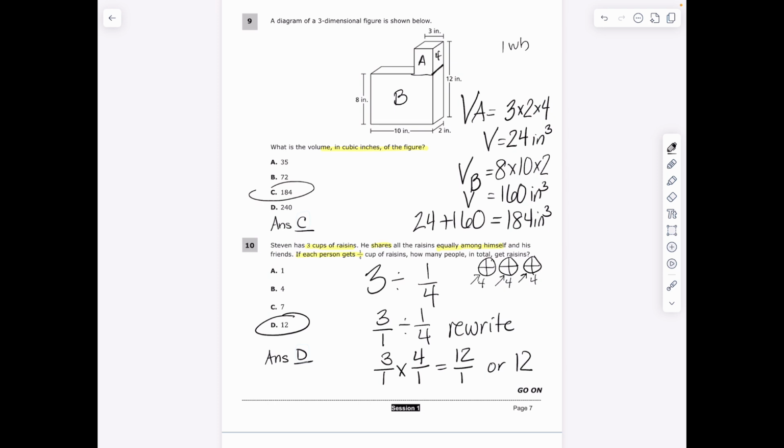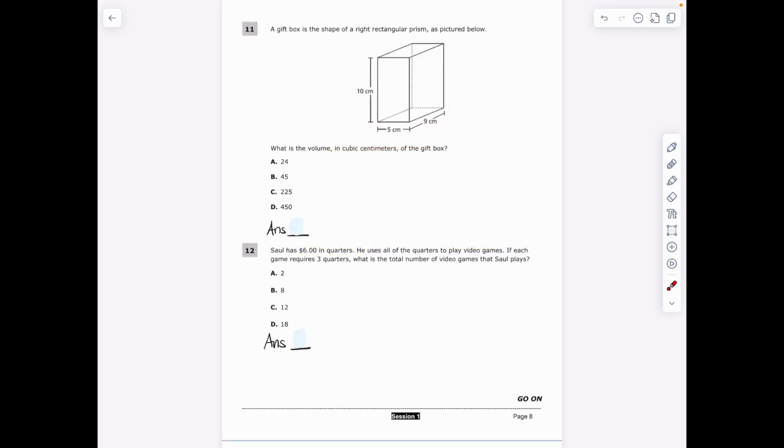I could do it in a really concrete way with pictures, or I can just rewrite my division problem as multiplication. But when you do that, please remember that this second fraction gets flipped over. Okay, hit pause and jot this down into your notes. And if you need to see that video to understand how to do this, please look at our 5th grade videos. Okay, we're doing pretty well here.